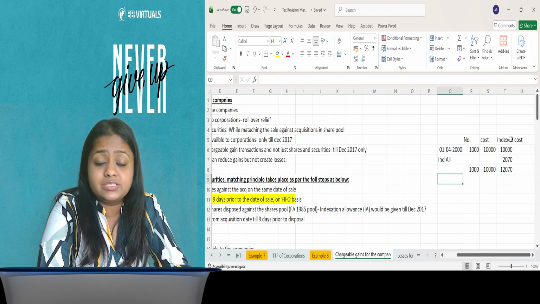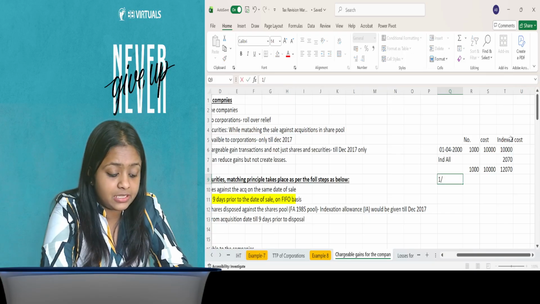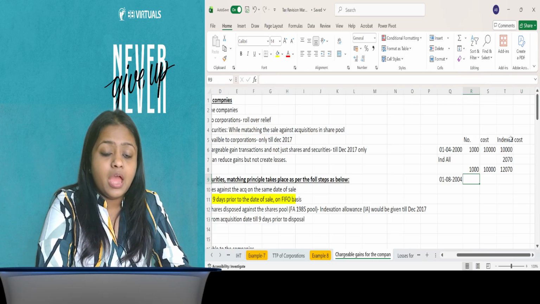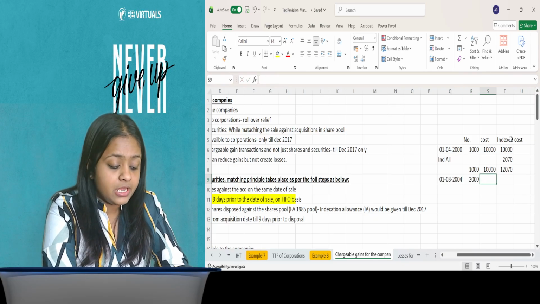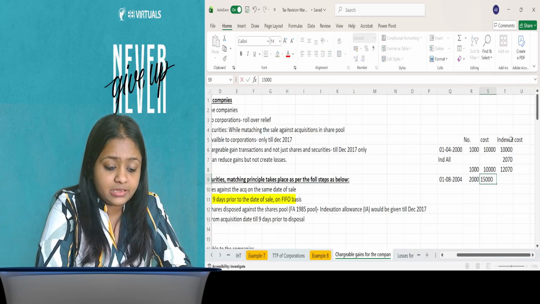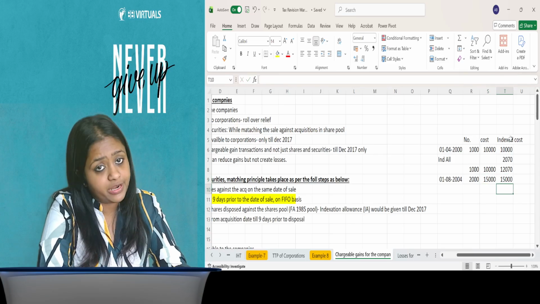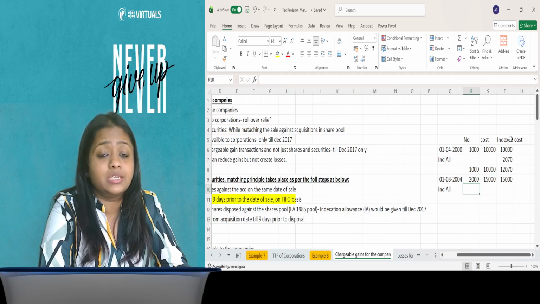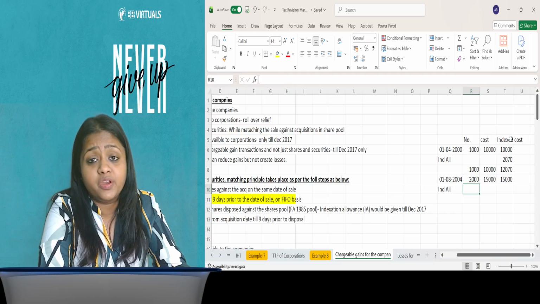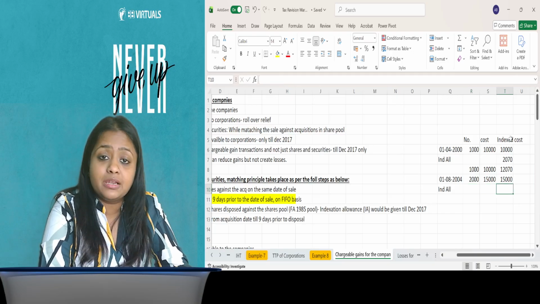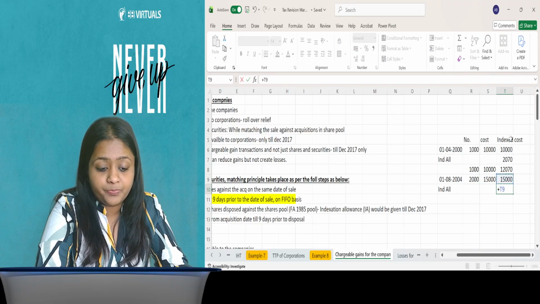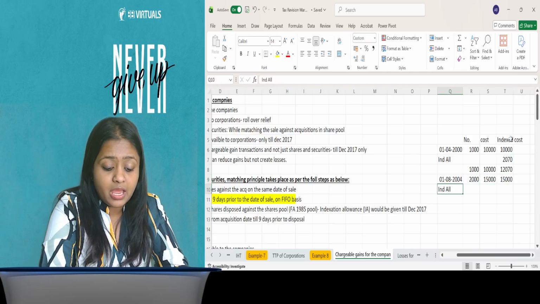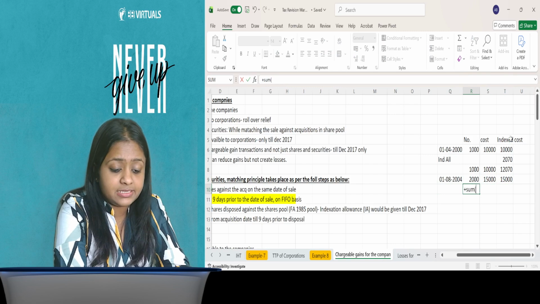Now again, the next operative event is the next purchase. Let's say the next purchase is made on 1st August 2004, and that is of 2000 shares. You will add the cost 15,000. Again we will take indexation allowance. Let's say we are just taking it till December 17 and the factor is 0.408. So you will multiply on the indexed cost, but you will not multiply on this cost. You will again get the total, and then on total you will apply the indexation allowance.